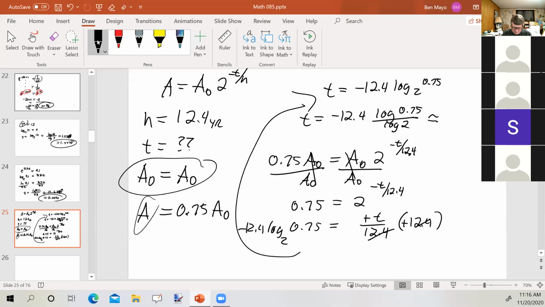So negative 12.4 log of 0.75 divided by log of 2. And when I do that, I get 5.146. If we rounded to the nearest tenth, we would get approximately 5.1 years. So for 25% of it to decay took 5.1 years. Okay. Any questions about that example?